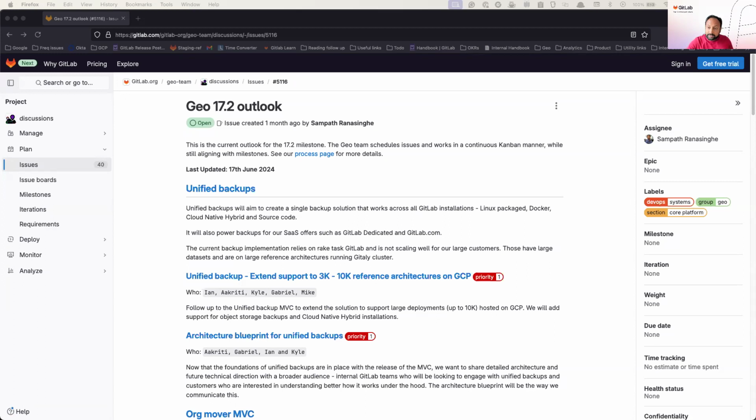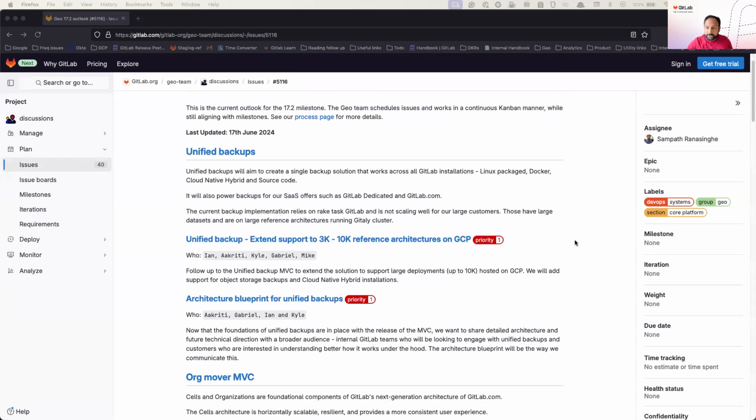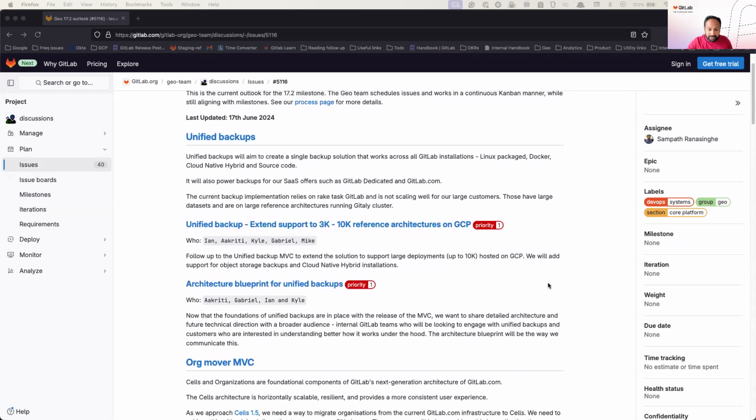So let's get started. The group is working on two major projects in this milestone, as we have been doing in a few of the past milestones. The first project is Unified Backups and the second is Org Mover.